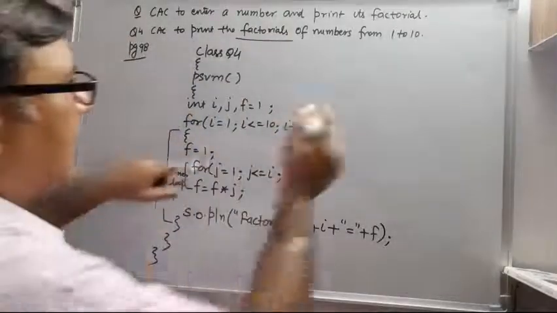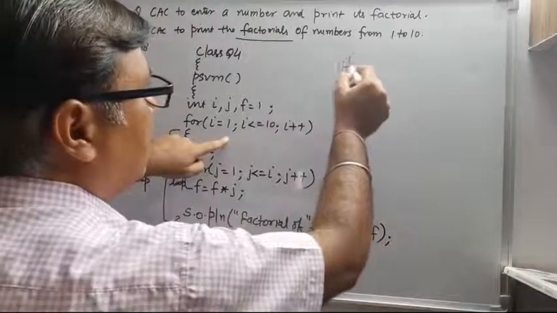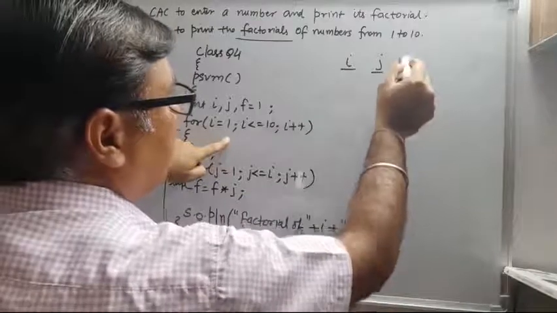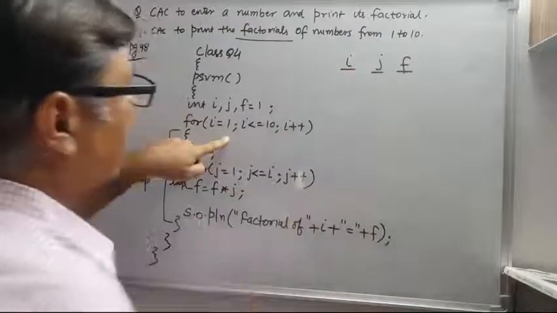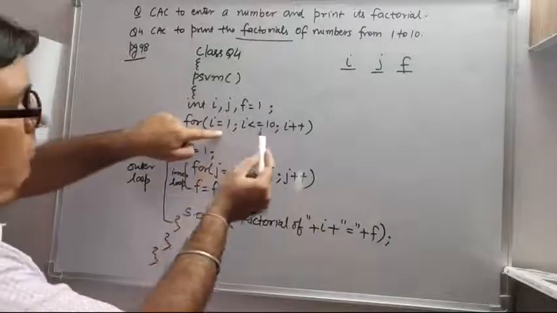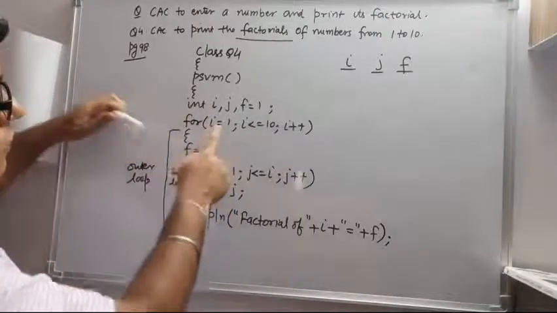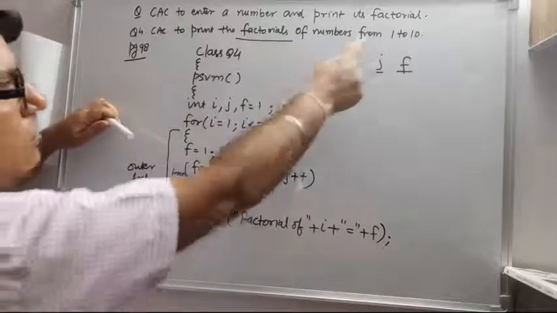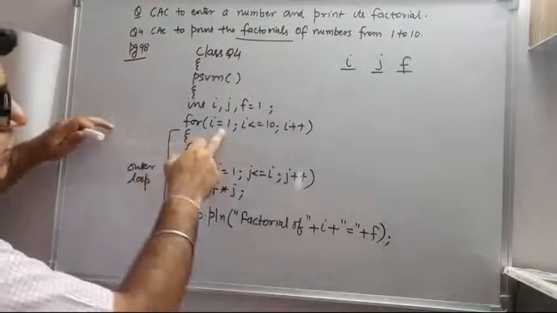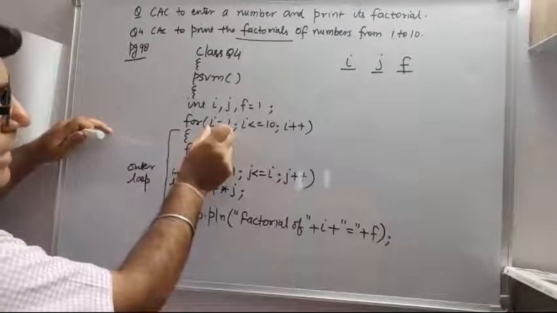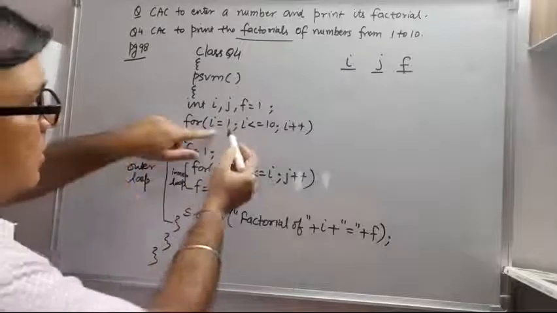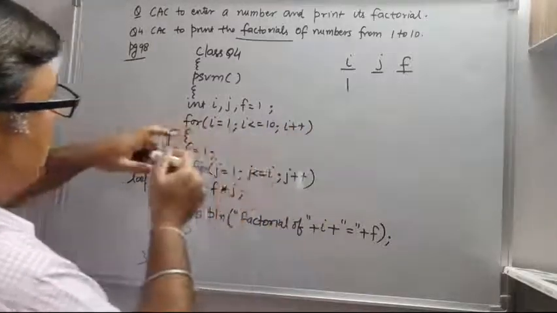So first of all, let us see the values. i, j, f. We have taken these variables. First of all, the value of i is 1. 1 is less than or equal to 10. This will go from 1 to 10, because we have to find the factorial of all the numbers from 1 to 10. So the value of i is 1 means the number is 1. We have to find the factorial of 1.